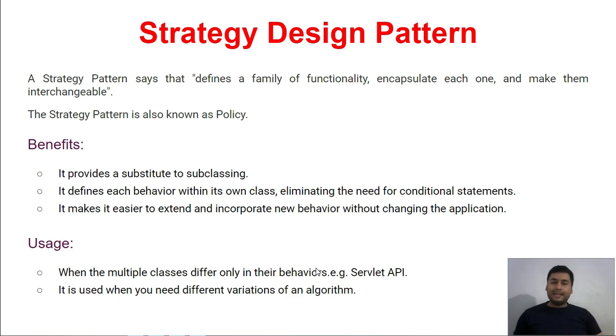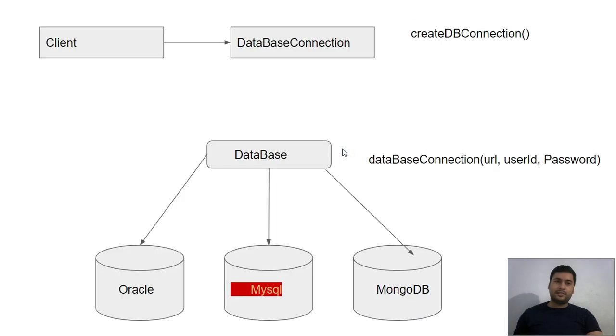Okay, let's see what the architecture is and how it will look. In this video we are going to design a strategy pattern with the help of a database example. Whenever the service or client tries to create a connection to the database, he will create a database connection object, and in the object he will pass which type of connection he wants.